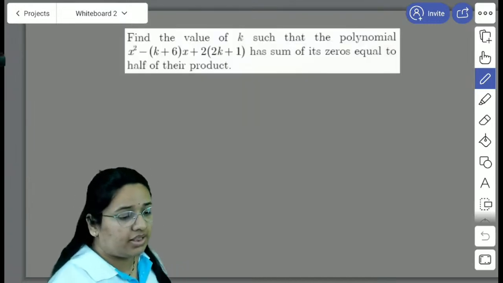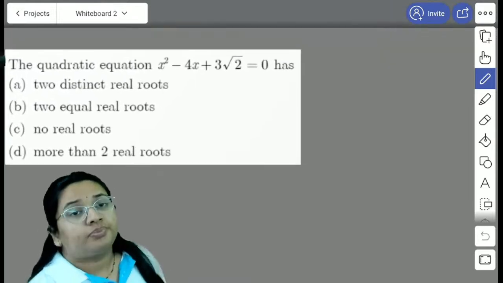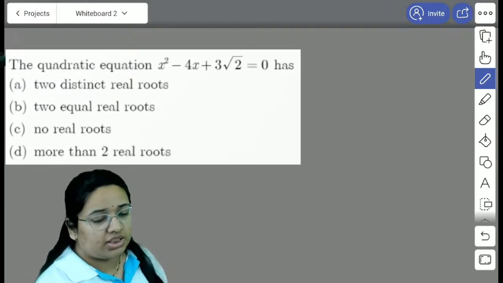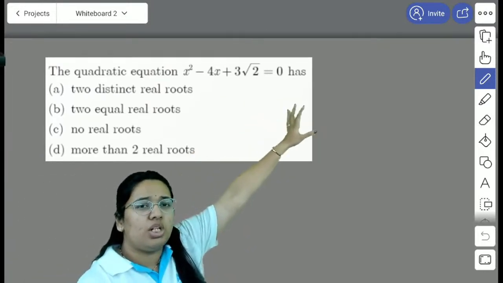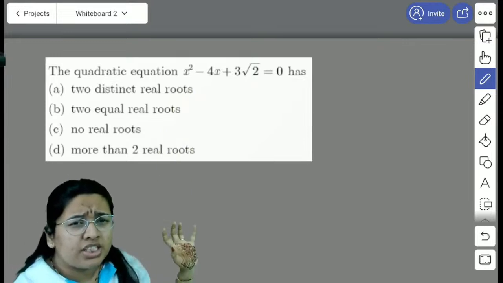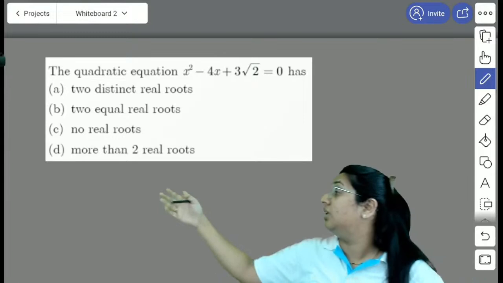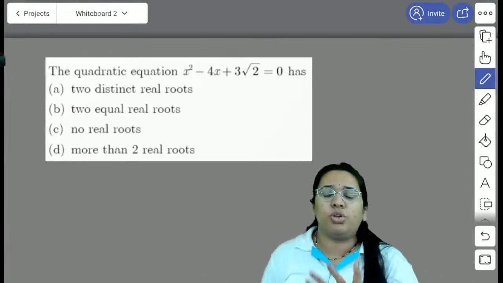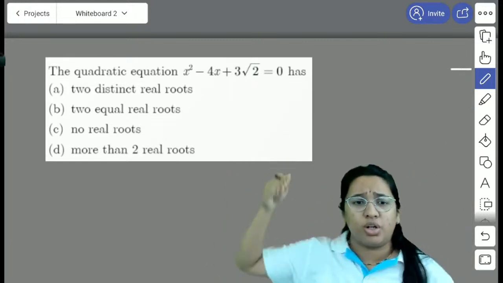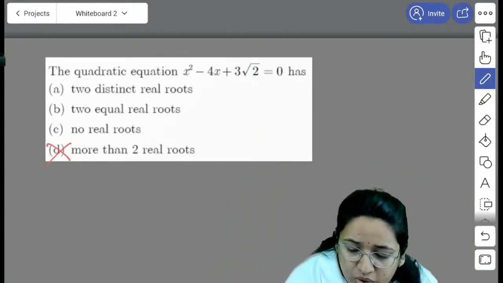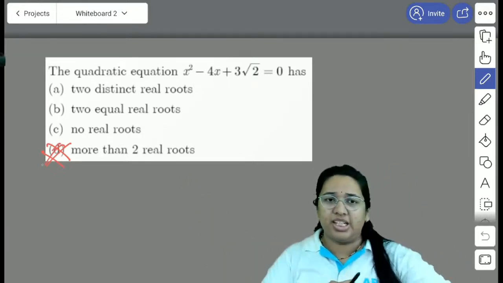Now see, here we have the second type of question. The quadratic equation x square minus 4x plus 3 times root 2 equals 0 has either two distinct real roots, or two equal real roots, or no real roots, or more than two real roots. The first part is that obviously, if we are talking about a quadratic equation, then there will be only two roots. So that option is cancelled.